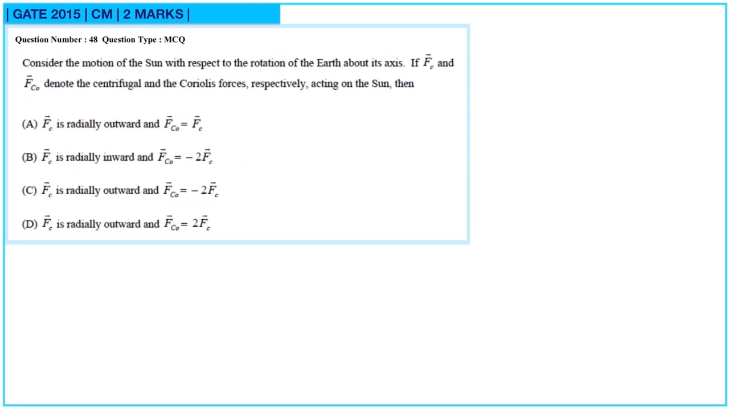Next question. Consider the motion of the sun with respect to the rotation of Earth about its axis. If Fc and Fco denote the centrifugal force and Coriolis force respectively acting on the sun, then. Now centrifugal force is always radially outwards. So this option is wrong.